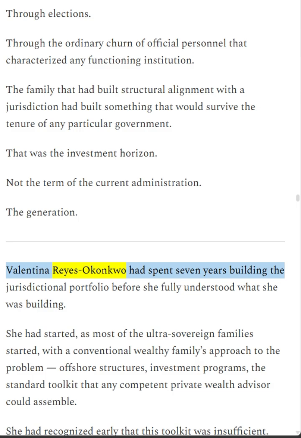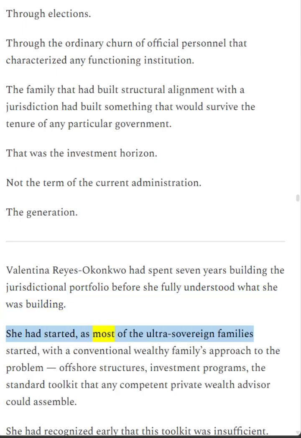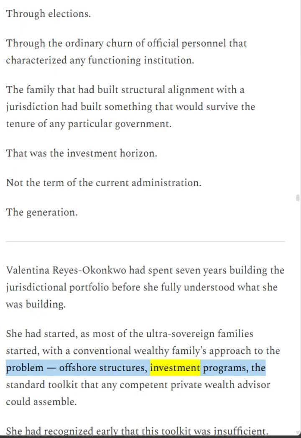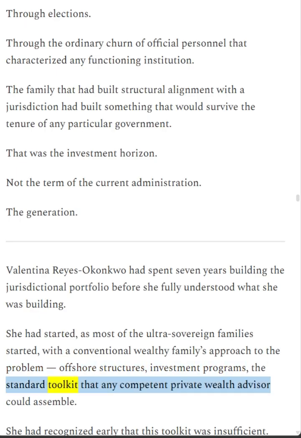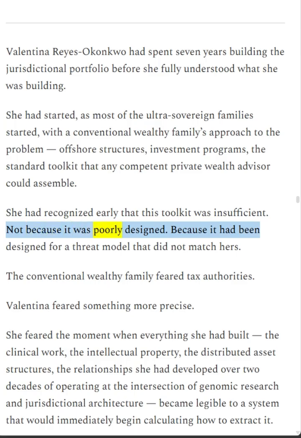Valentina Reyes Okonkwo had spent 7 years building the jurisdictional portfolio before she fully understood what she was building. She had started, as most of the ultra-sovereign families started, with a conventional wealthy family's approach to the problem: offshore structures, investment programs, the standard toolkit that any competent private wealth advisor could assemble. She had recognized early that this toolkit was insufficient, not because it was poorly designed, but because it had been designed for a threat model that did not match hers.